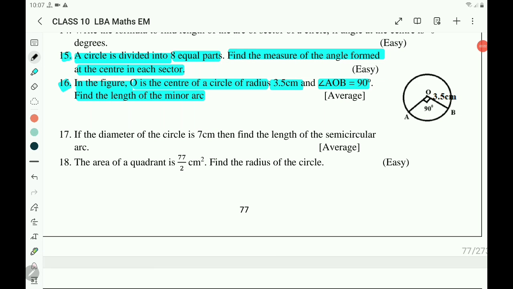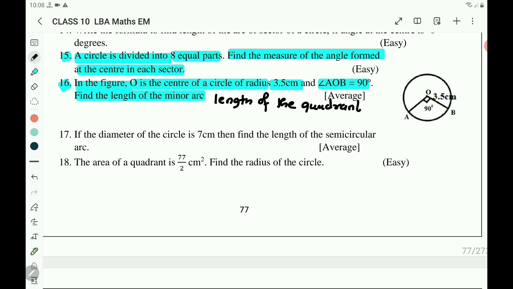One more method you can apply. Here the angle is 90 degree, which means it is a quadrant. Quadrant means you can write 2 pi r by 4. So you can write the length of the quadrant.